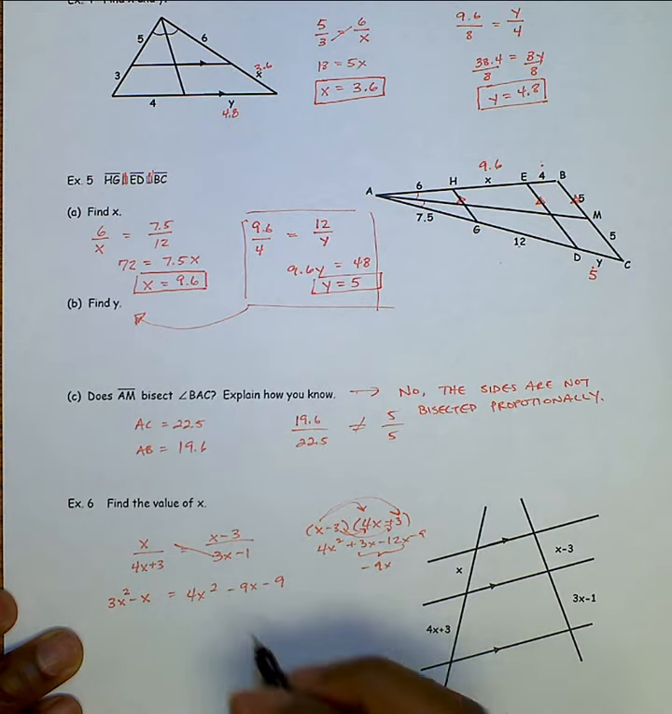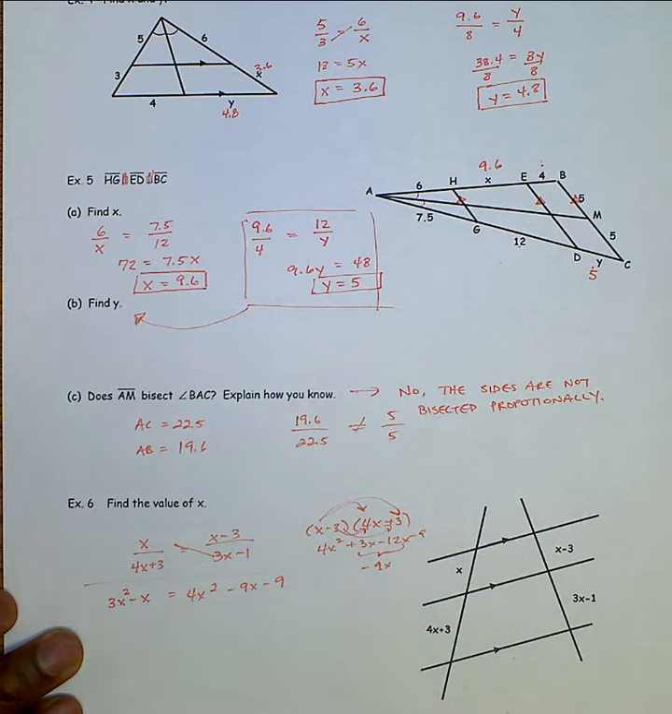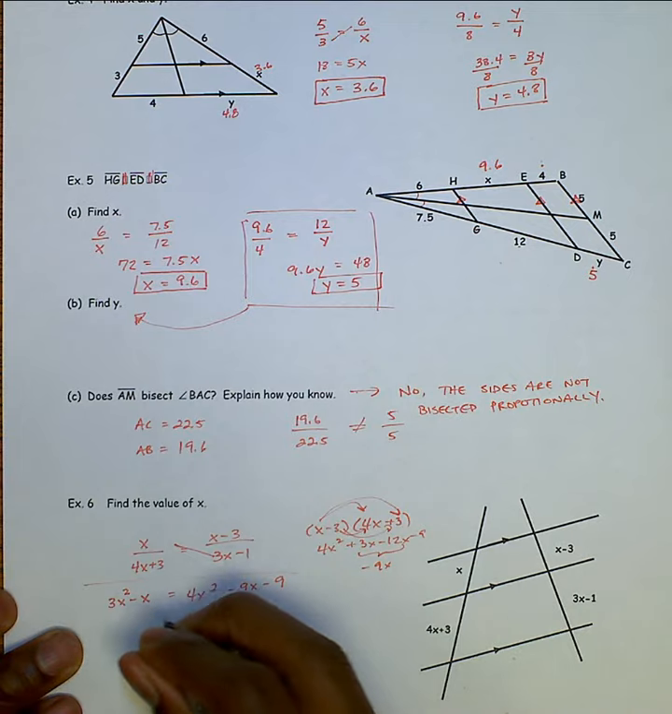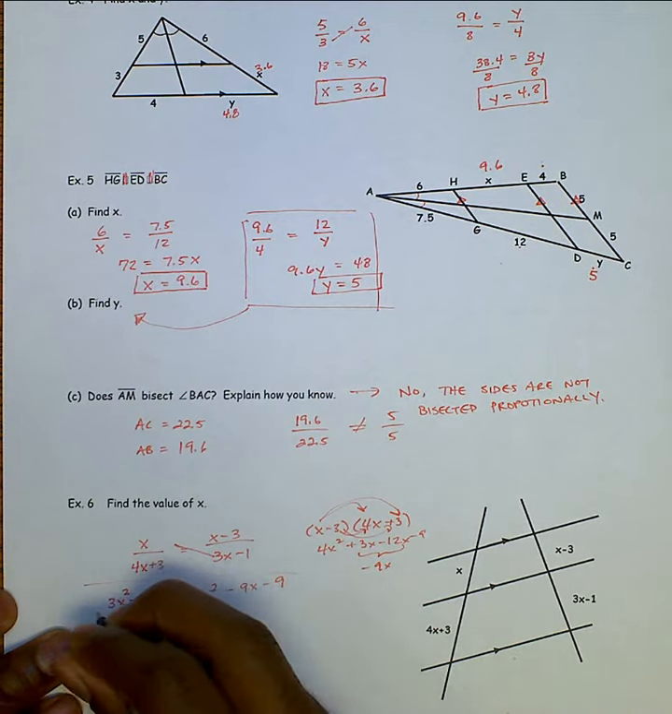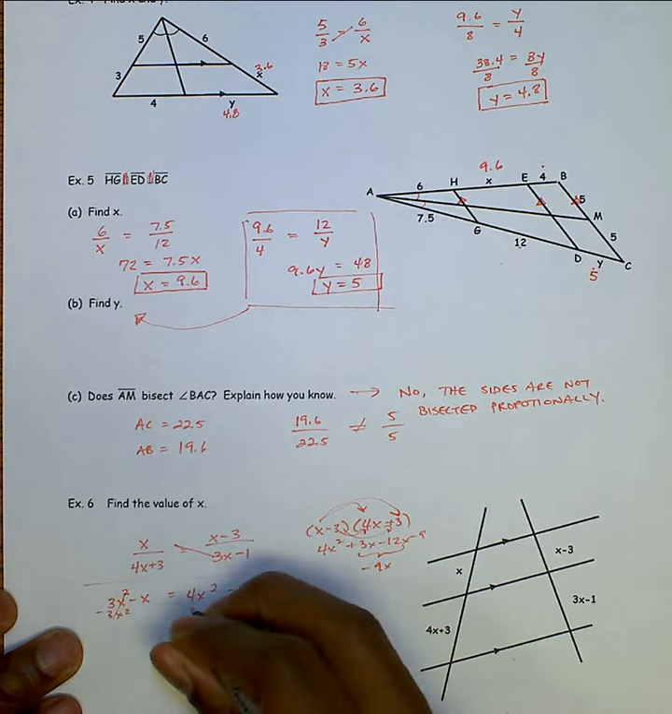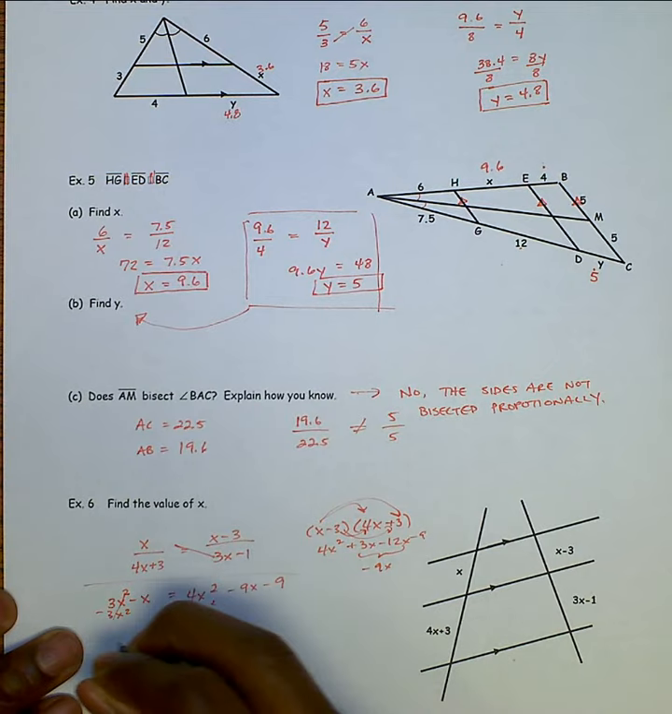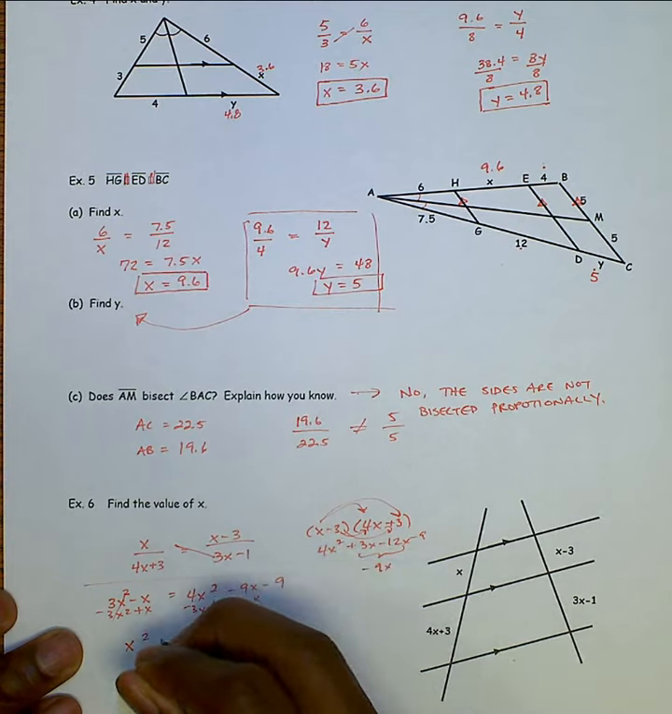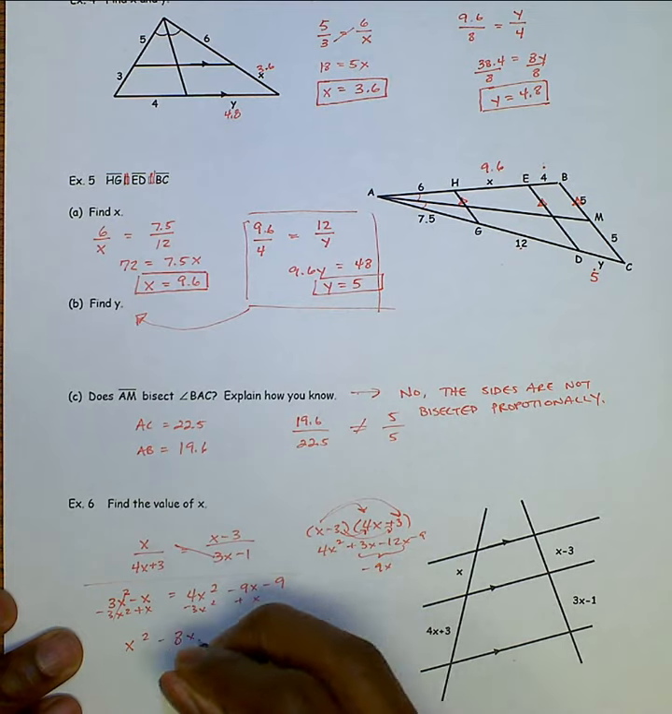Then it looks like we're going to have to solve a quadratic. So let's move everything to one side. I'm going to move it all over here, and that'll give me x squared, add x to this side, minus 8x minus 9 equals 0.